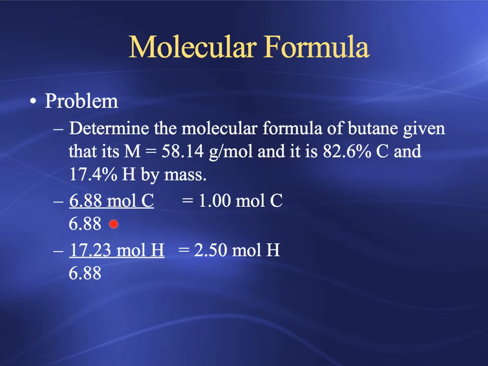Divide by the smallest amount present. The smallest amount present here is 6.88, so divide both by 6.88. You get 1 mole of carbon for every 2.5 moles of hydrogen.